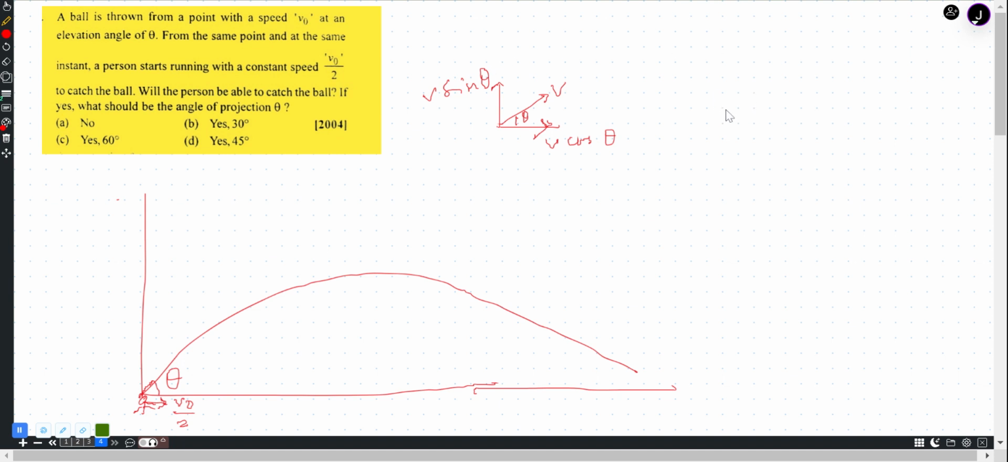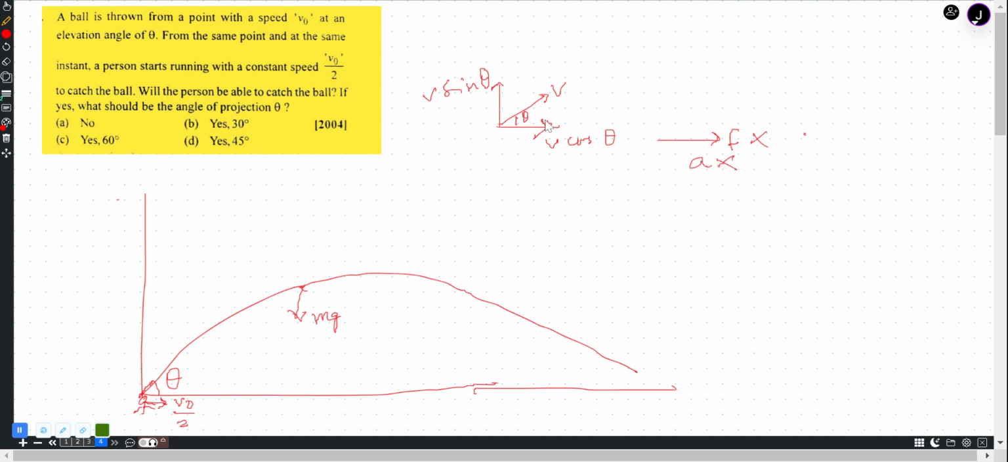Now, if we draw a free body diagram of this, the only force acting on the ball is gravity, which gives acceleration. And at this point, it will have some speed, and on the horizontal side, there is no other force acting on the ball. So, on the horizontal side, we don't have any forces acting. There is no force, so there is no acceleration.